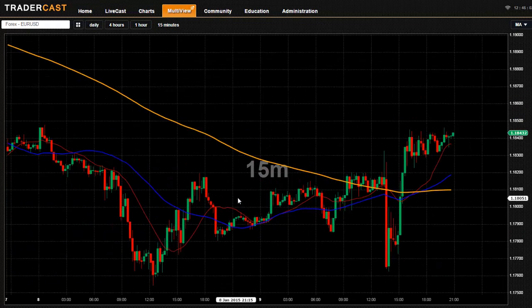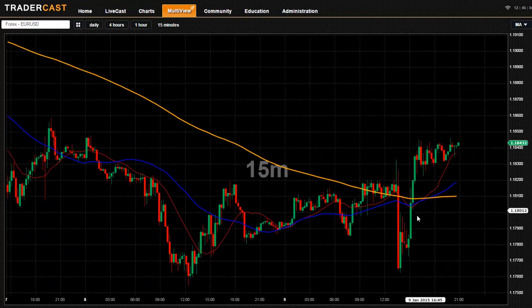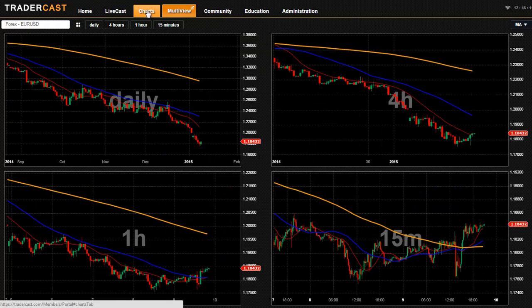And then the 15-minute time frame appears to be very similar to that, but also the price action is currently above all of the three moving averages. So let's go into our charts and identify some levels.